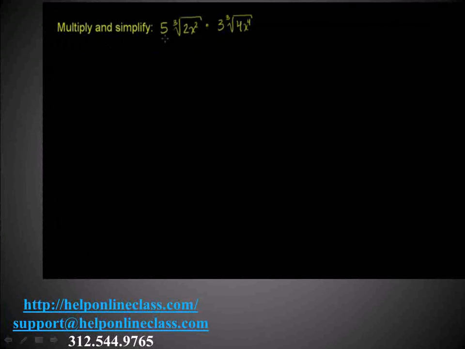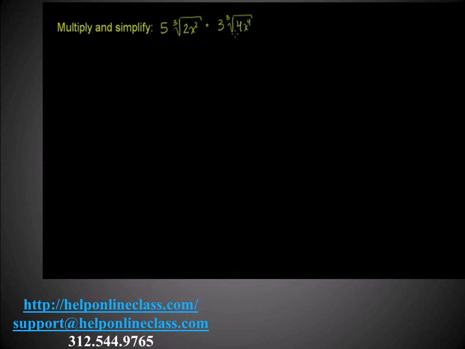Multiply and simplify. 5 times the cube root of 2x squared times 3 times the cube root of 4x to the fourth. So the two things that pop out of my brain right here is that we can change the order a little bit because multiplication is commutative. The commutative property allows us to switch the order for multiplication, and so we can get the constant terms. So we can multiply the 5 times the 3.